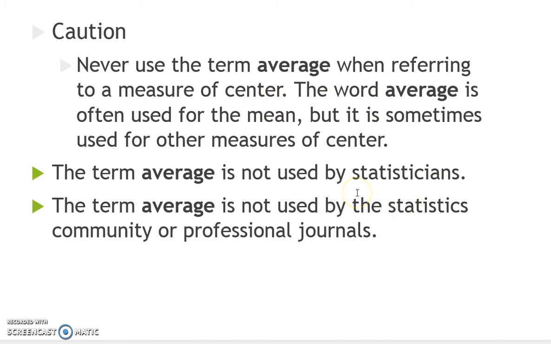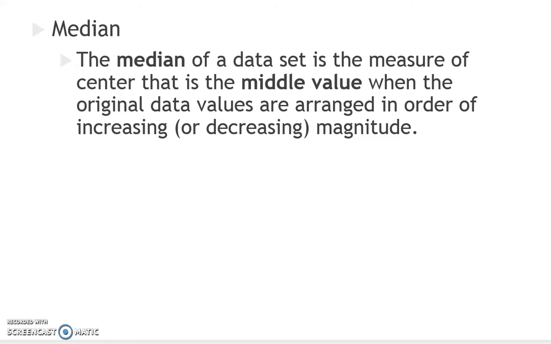Now, a question about the term average. Although this is how we compute the mean, in statistics we don't call it the average, because average is sometimes too vague. The term average is not used by statisticians, and it is not used in journals and research papers either.